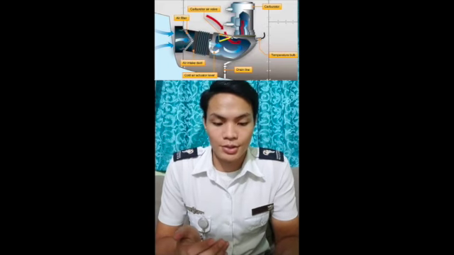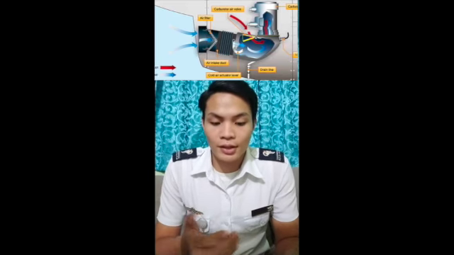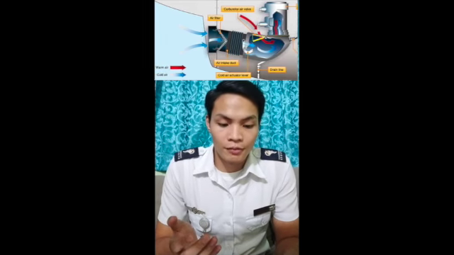Now, there are two types of induction systems commonly used in small aircraft engines, and that is the carburetor system and the fuel injection system. Now let's discuss first the carburetor system. The carburetor mixes the fuel and air mixture before this enters the intake manifold for combustion.